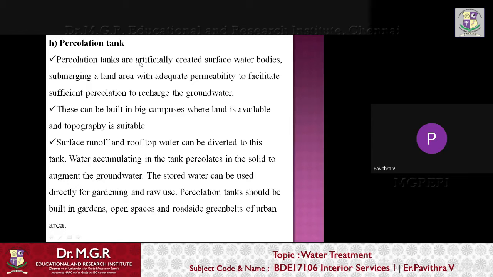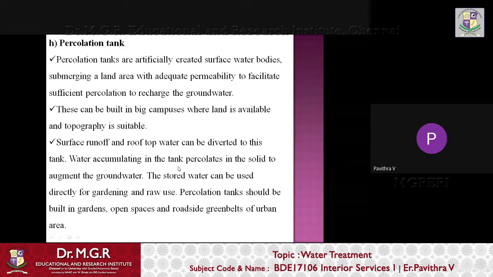Percolation tanks are artificially created surface water bodies submerging a land area with adequate permeability to facilitate sufficient percolation for recharging the groundwater. These can also be built in big campuses where the land is available and topography is suitable. Surface runoff and rooftop water can be diverted to the tank.